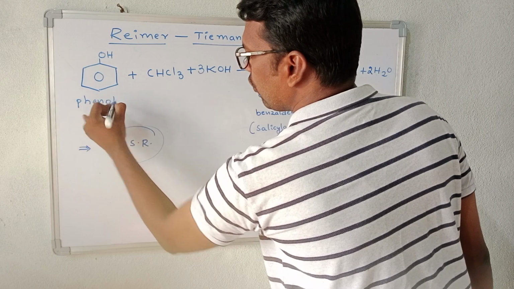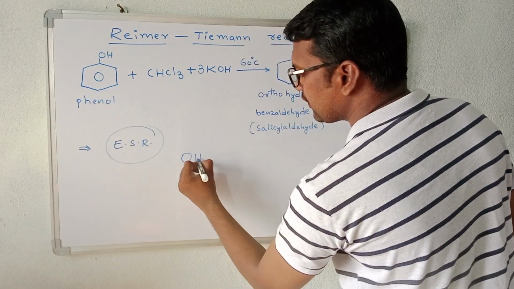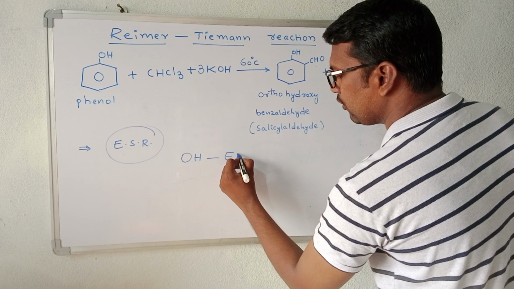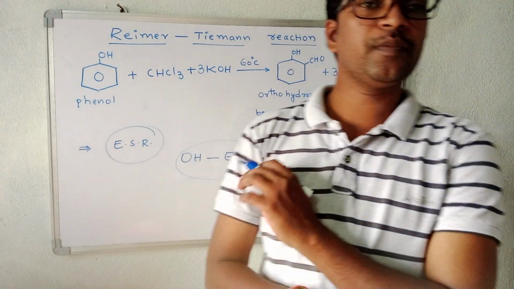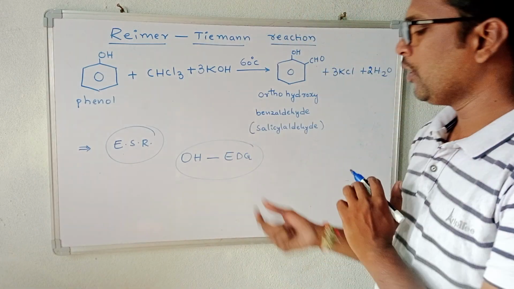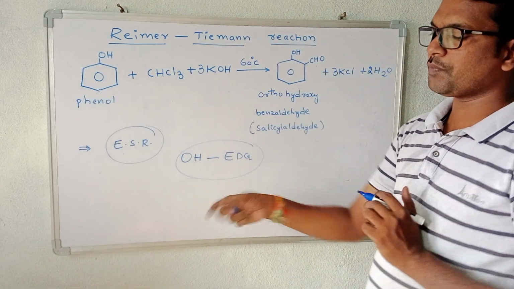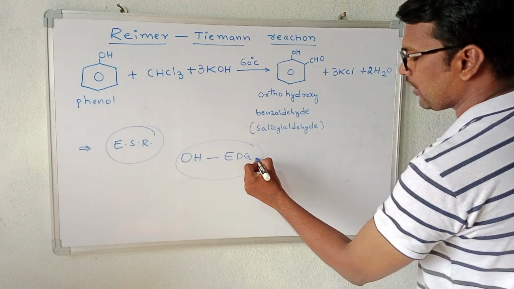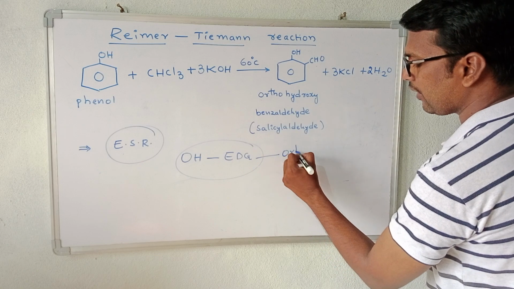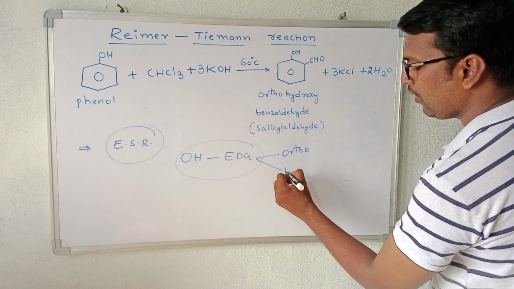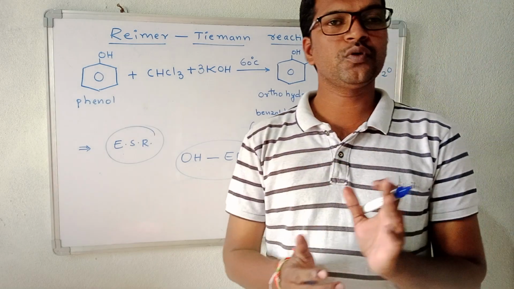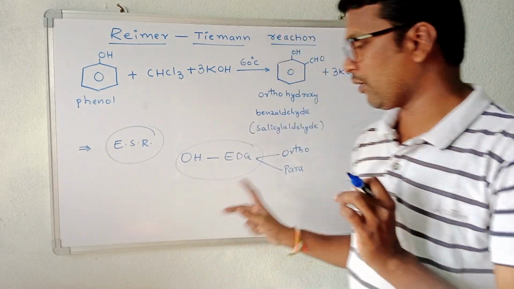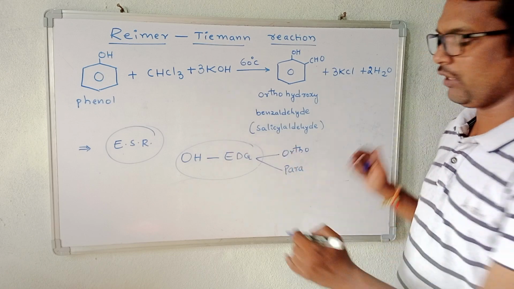This OH group is an electron donating group. In phenol the OH group is present, and it acts as an electron donating group. So whenever an electron donating group is present in electrophilic substitution reactions, the electrophile can be substituted at ortho and para positions. Here the meta position is not formed. The substitution takes place at ortho and para positions whenever an electron donating group is present.